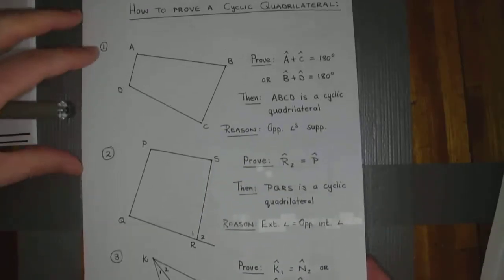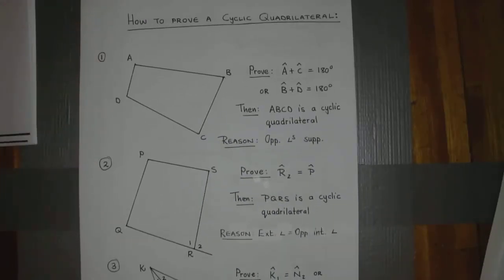How to prove something is a cyclic quad. If they ask you to prove something is a cyclic quad, there are 3 converse theorems that you can use. The first converse theorem is to prove that one pair of opposite angles are supplementary. You don't have to prove both pairs, because if one pair is supplementary, the other pair is automatically supplementary.